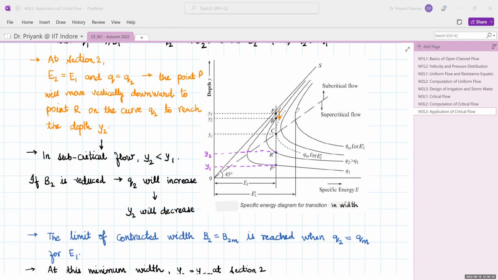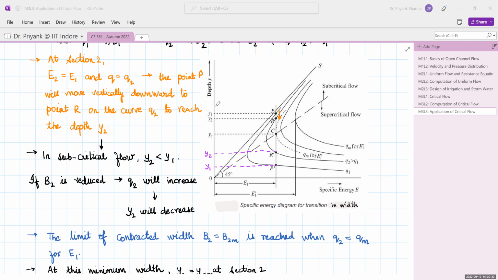At section 2, your E2 is equal to E1 and Q is equal to Q2. So the point P would move vertically downward on the curve to a point R on the curve for q2, that will reach the depth Y2. So it will reach a depth Y2. Now in subcritical flow, your Y2 is less than Y1.